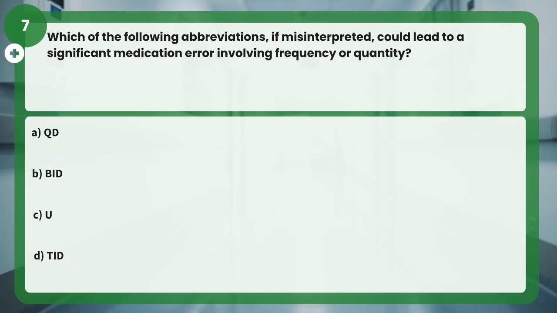Question 7. Which of the following abbreviations, if misinterpreted, could lead to a significant medication error involving frequency or quantity? A. QD. B. BID. C. U. D. TID.